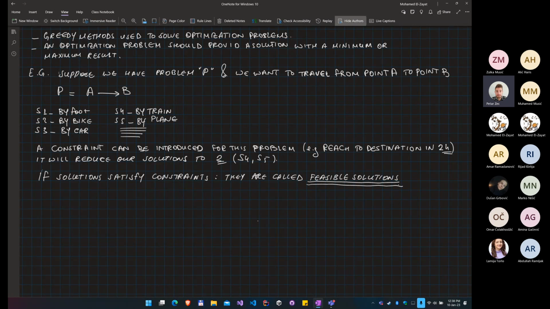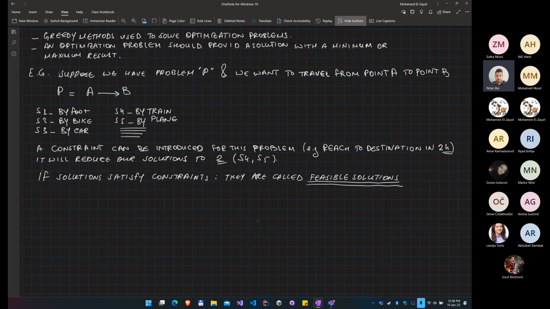Now, we had 5 suggested solutions. With the constraint, a couple of them satisfied it, so they are actually called feasible solutions. So we have two feasible solutions: S4 and S5 are feasible solutions.